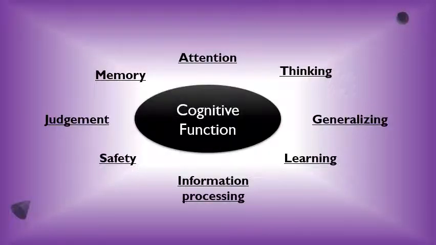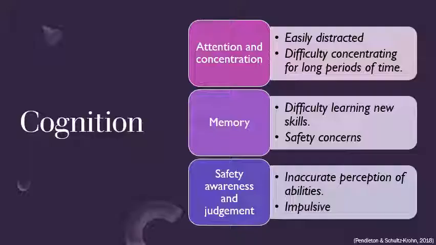Moving on to cognitive function. Here is an overview of some of the things that may be impaired after a TBI. It is by no means comprehensive, but they are some of the more common impairments you may see. Attention and concentration changes can result in difficulty concentrating for long periods of time and filtering out distracting information from the environment. Memory changes contribute to difficulties learning new skills and pose safety concerns as they can get lost easily, leave doors unlocked, or stoves turned on.